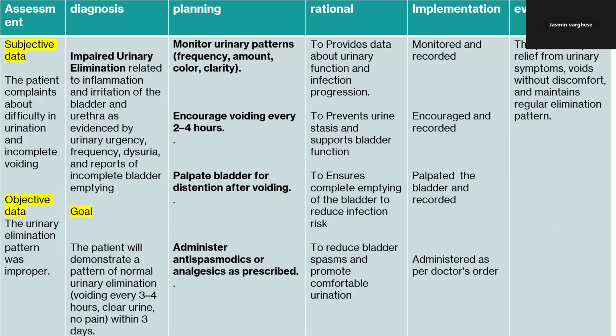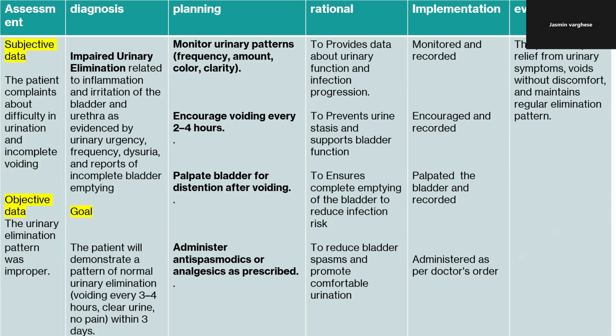You can check the records and notes and you can write the objective data. Then you have to write the diagnosis, then you have to write the goal. The patient will demonstrate a pattern of normal urinary elimination within 3 days. And again in planning, based on that you have to write the plans: monitor urinary pattern, for what? To provide data about urinary tract, urinary functioning, infection and progression. Monitored and recorded in implementation.